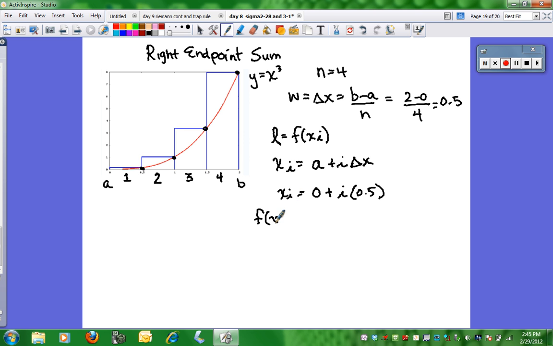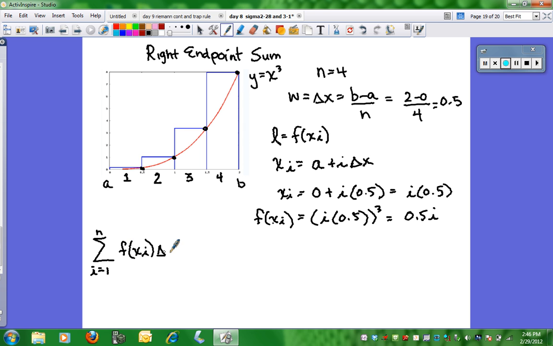Our f of x sub i, then, remember we're going to plug this, which simplifies to simply i times 0.5, into my function x cubed. So f of x sub i is going to be i times 0.5, cubed. That could be written even simpler as 0.5 i, cubed. Okay, so that's f of x sub i. Now we're going to do our summation again: i equals 1 to the number of rectangles, which we're just going to say n, of f of x sub i times delta x.